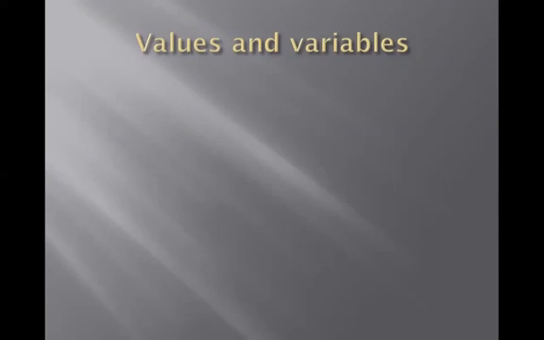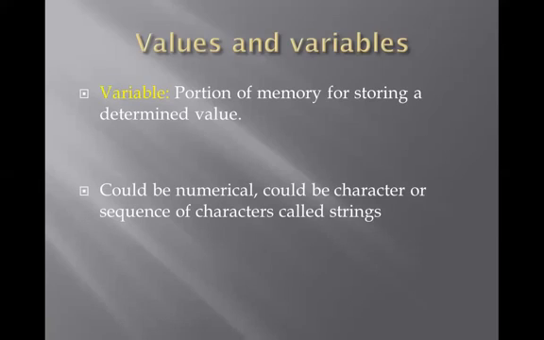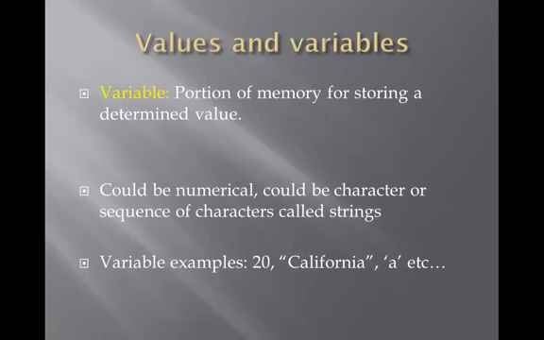So let's talk about the values and variables. A variable is a portion of memory for storing a determined value. It could be in your brain, it could be in your computer. And we need to retrieve those variables later on to do some further processing. It could be numerical, it could be characters, or it could be a sequence of characters, which are also called strings. We'll get to the strings later on in this video. Examples include 20 as a number, California as a string, A as a character.